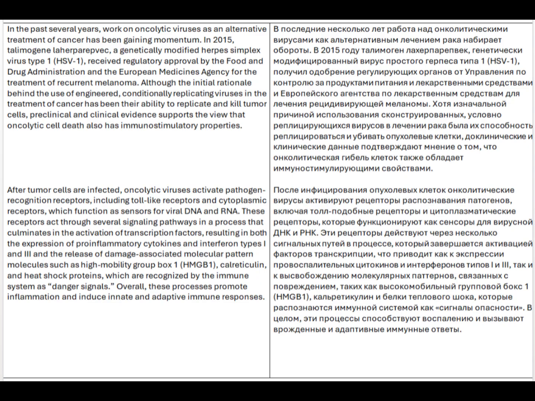function as sensors for viral DNA and RNA. These receptors act through several signaling pathways in a process that culminates in the activation of transcription factors, resulting in both the expression of pro-inflammatory cytokines and interferon types I and III and the release of damage-associated molecular pattern molecules such as high mobility group box 1, HMGB1, calreticulin, and heat shock proteins, which are recognized by the immune system as danger signals. Overall, these processes promote inflammation and induce innate and adaptive immune responses.